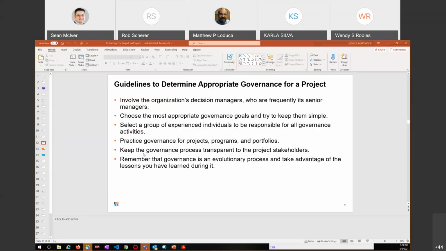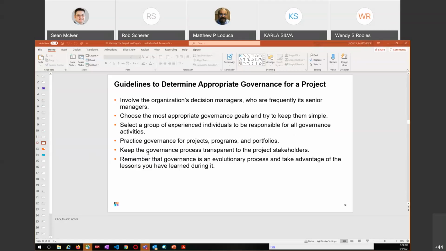All right. Guidelines to determine appropriate governance for a project involve organization's decision makers. Choose the appropriate governance goals and try to keep them simple. Select a group of experienced individuals to manage your governance. Practice governance for project programs and portfolios. Keep governance process transparent to the project stakeholders. Remember that governance is an evolutionary process and take advantage of the lessons you learned during it. So these are kind of basic guidelines for setting up your governance on a project.